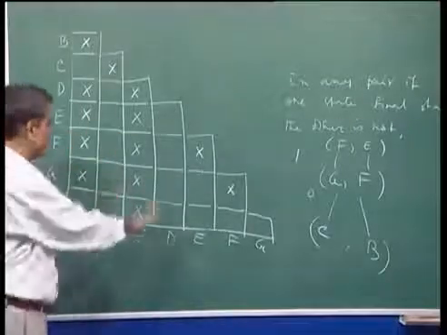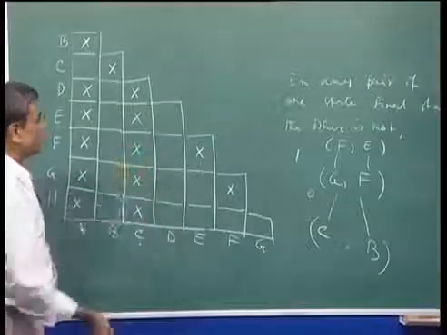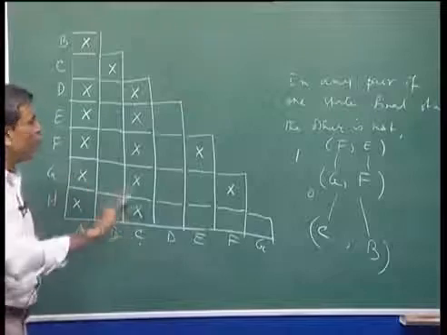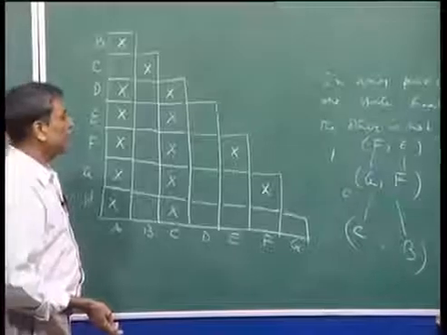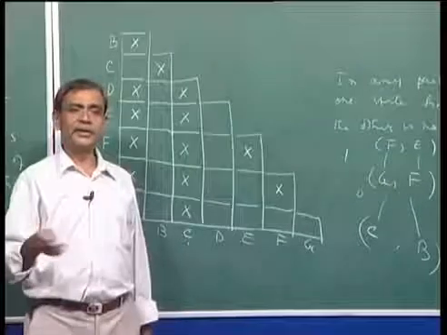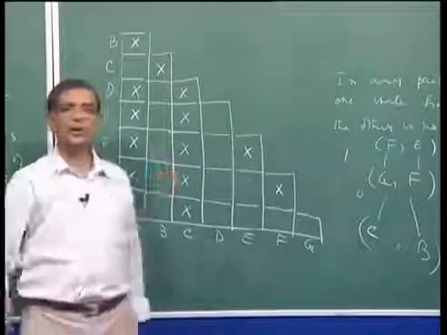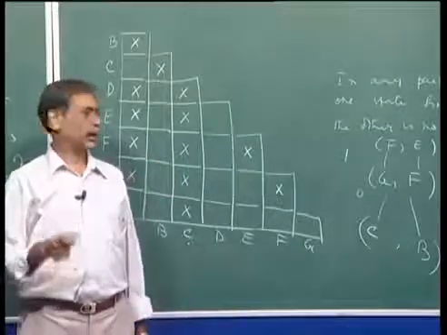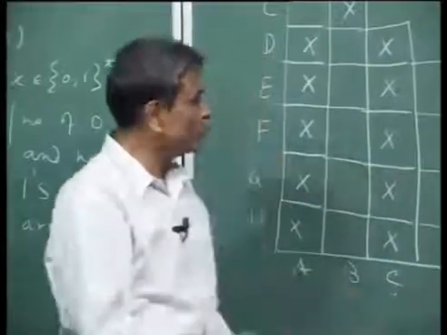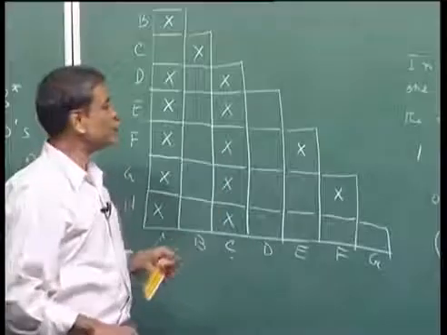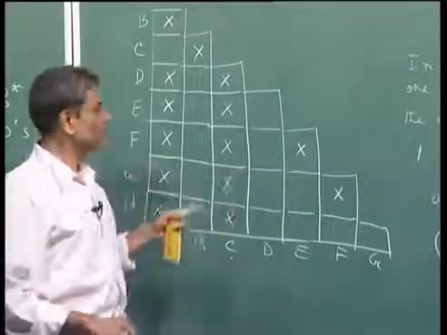I did not give all the crosses that would have come in the first iteration. Now, when we complete all the iterations, and we find an iteration in which we have not added any extra pair into our set of distinguishable pairs, that means in an iteration when I could not put one more cross, then the algorithm stops. At that time this table will look like this.